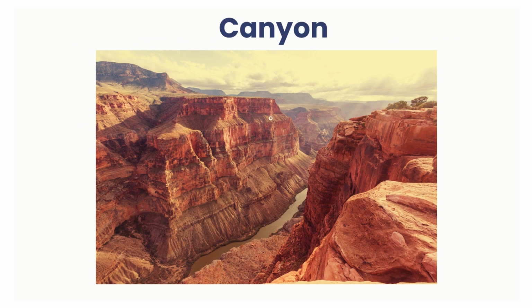A canyon is when we have a U-shaped valley. So my valley, instead of being a V, is now a U. It's a valley with very steep sides. The side is so high up.